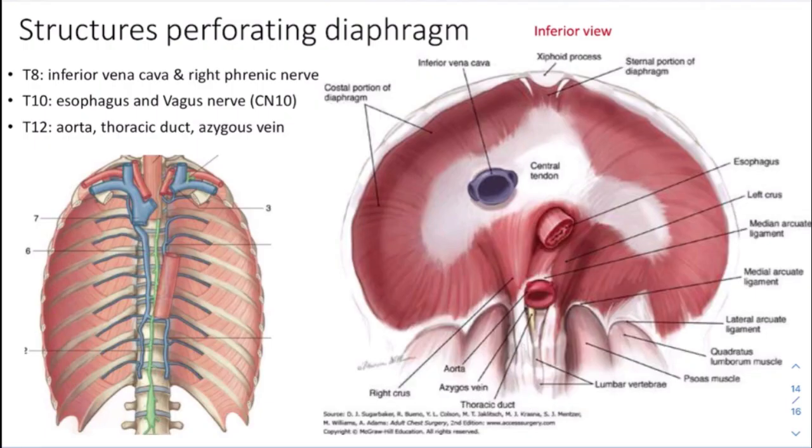Okay, so starting first at T8 in the central tendon. At the level of T8, the inferior vena cava and the right phrenic nerve pass through the diaphragm. At the level of T10, the esophagus and the vagus nerve pass through the diaphragm. And one way you can remember this is that the esophagus sometimes is spelled like this. Instead of with an E, it can be sometimes spelled with an O. And the vagus nerve is also called cranial nerve 10. So you can think of cranial nerve 10 as T10.